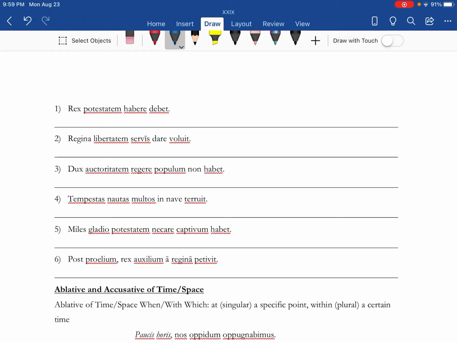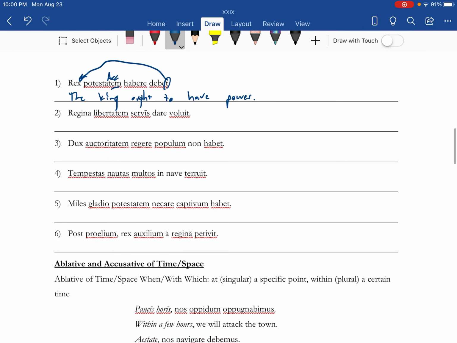All right, have a nice little attempt with these sentences here, and then feel free to go along with me or check when you're finished. T is he, she, or it. There you go. This is our accusative. The king ought to have power. The queen wanted to give. Dare is to give. Libertatem, freedom. Servis, to the servants.